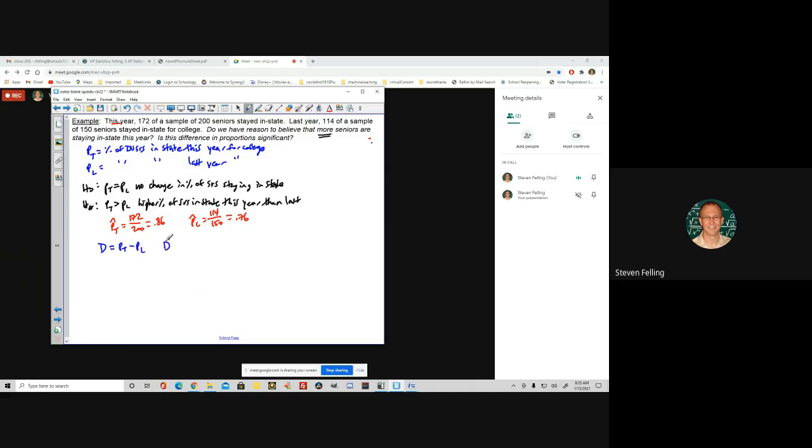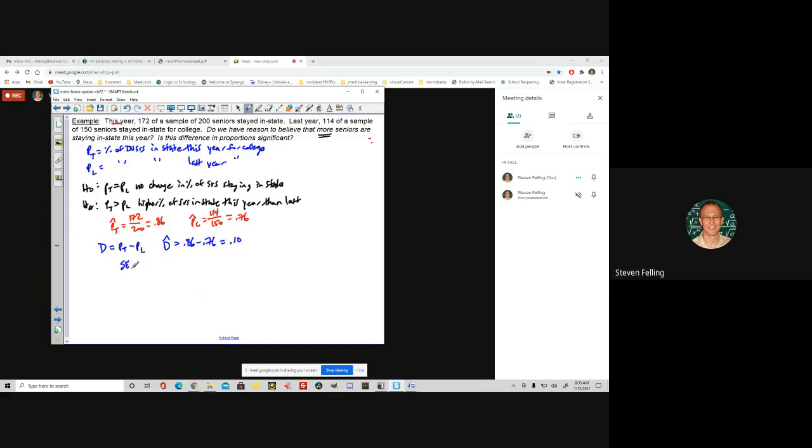That means that my D hat is 0.86 for this year minus 0.76 for last year, which is 10%. So 10% more seniors stayed in state this year than last year. So I'm making a new single variable, which is the difference between the two. Then I'm going to have to figure out what is the standard deviation that we're going to assume here.